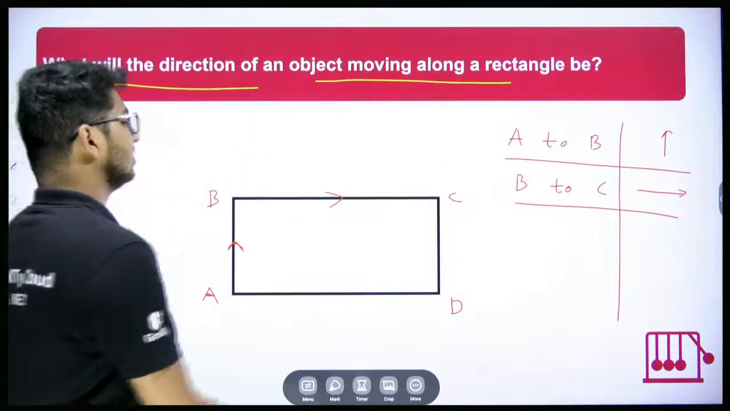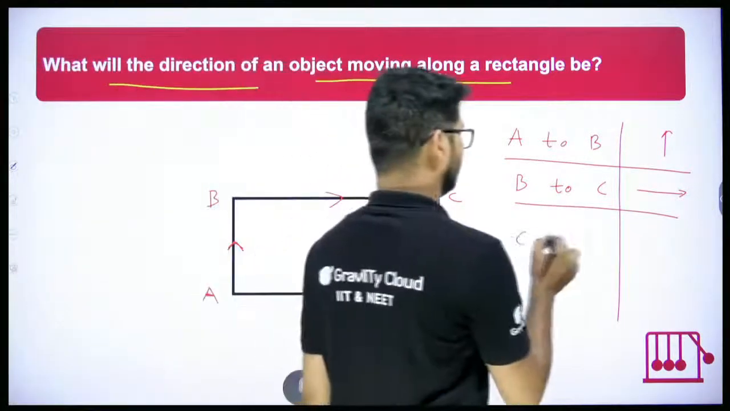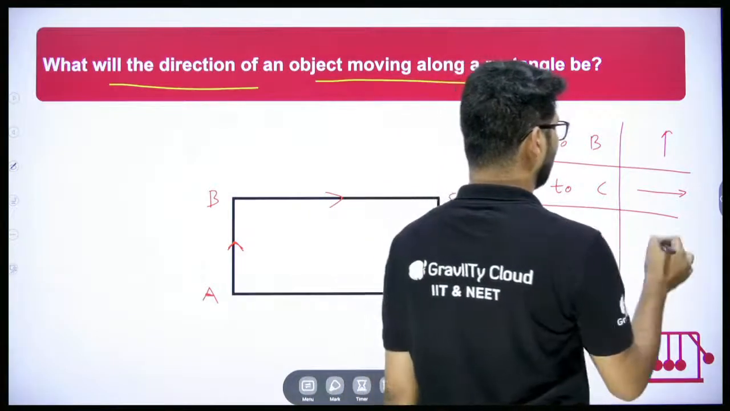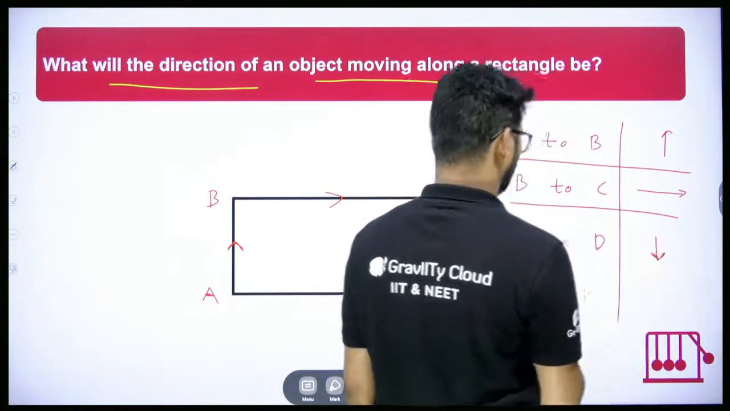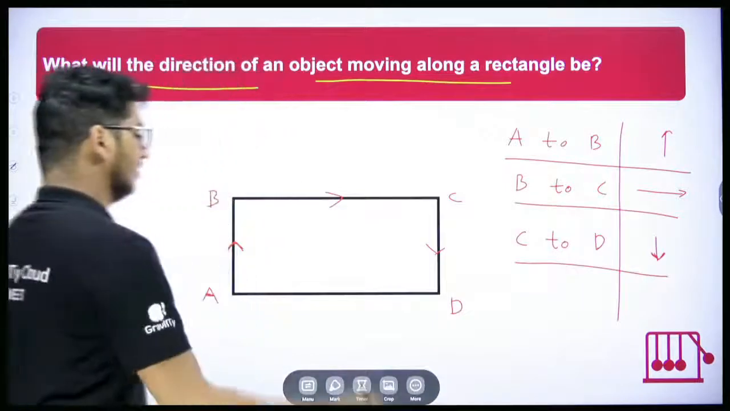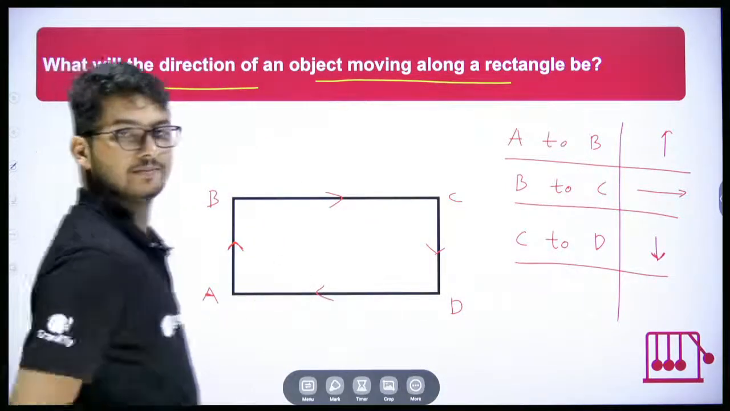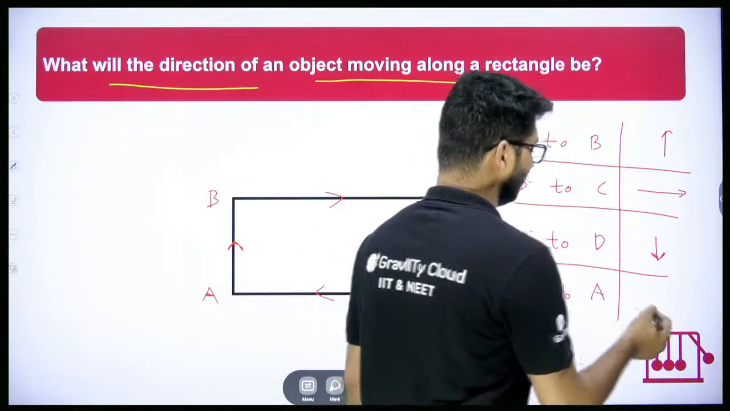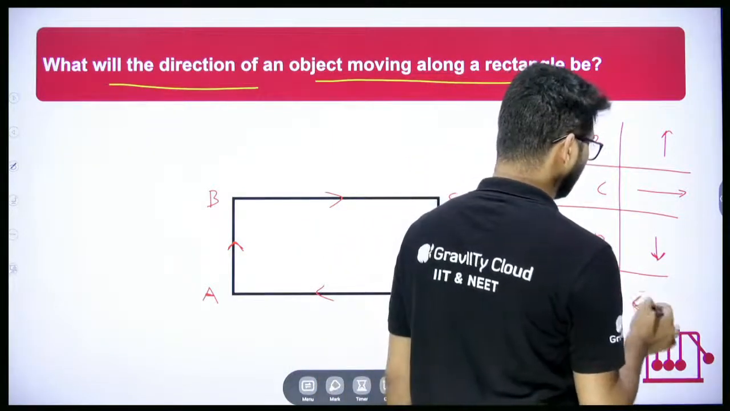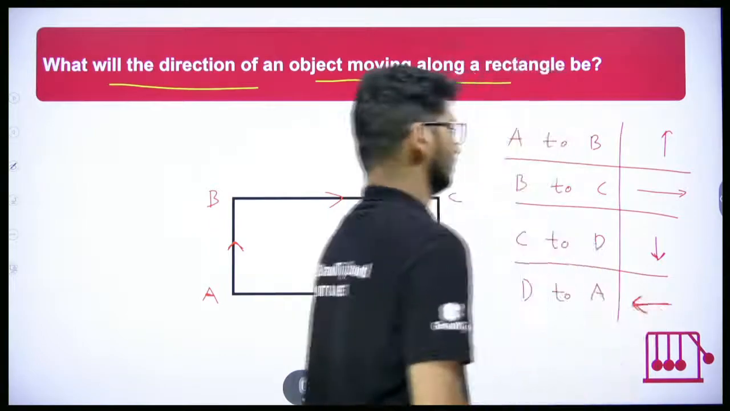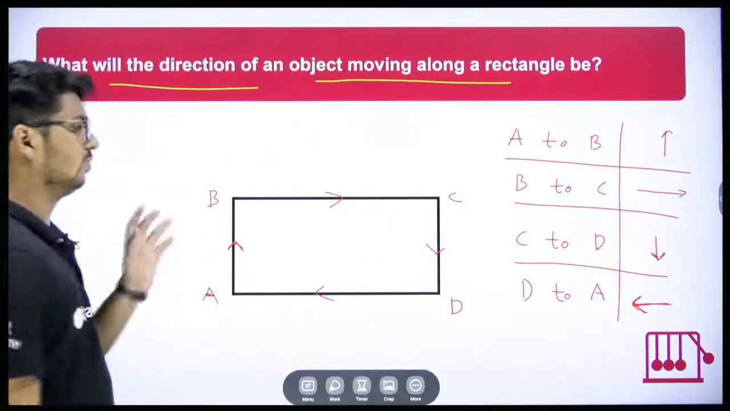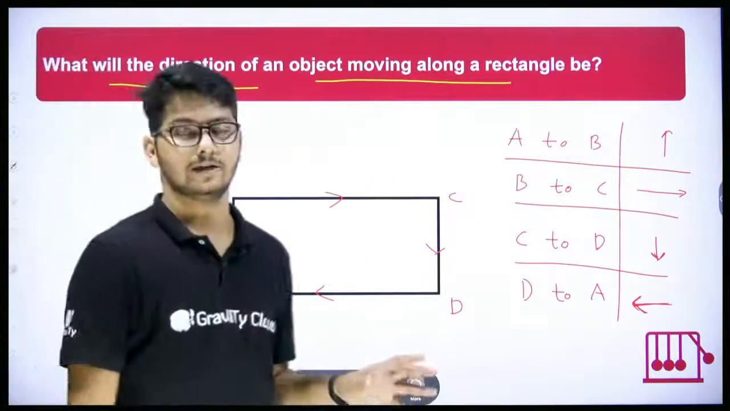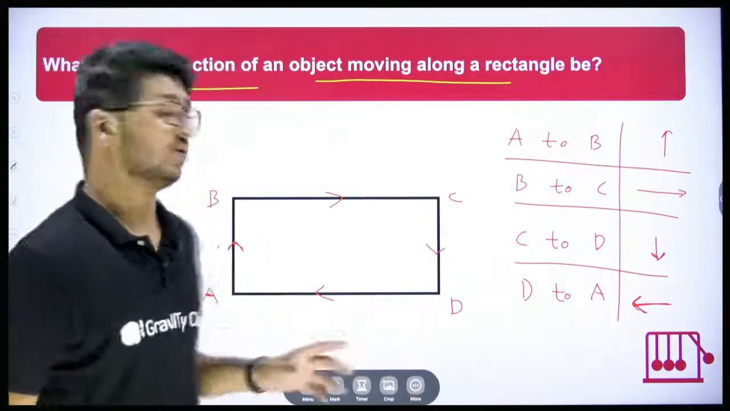Good. Then if it is going along C to D, how will the direction be? Downwards. Or if it is going from D to A, it will be leftwards or towards left. So you have four different cases: A to B, B to C, C to D, and D to A. Now you might think, sir, why only in this way?